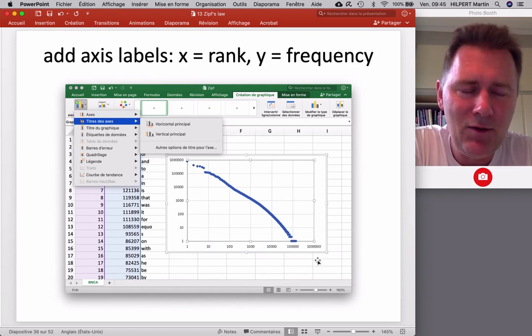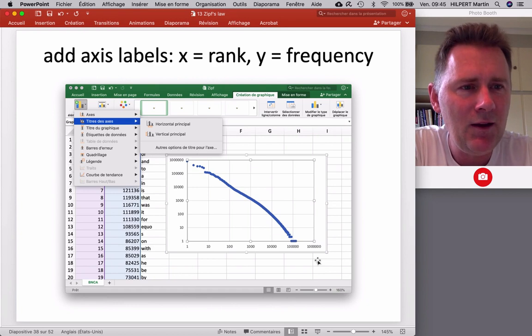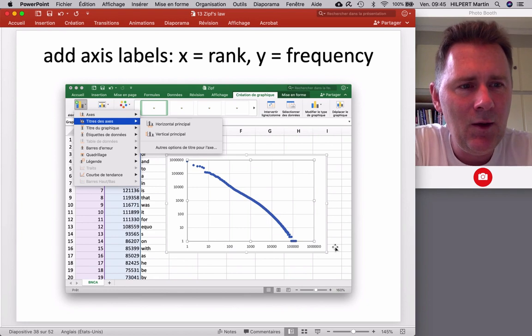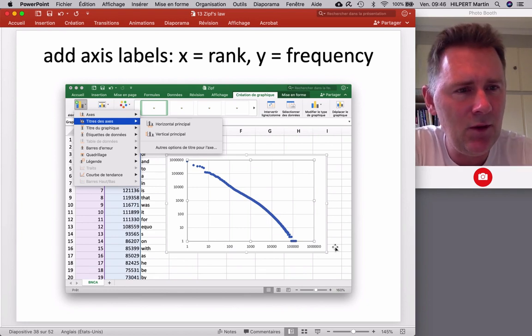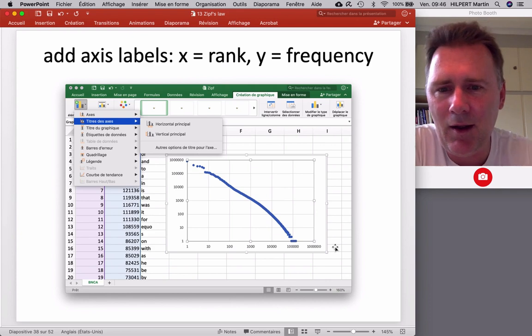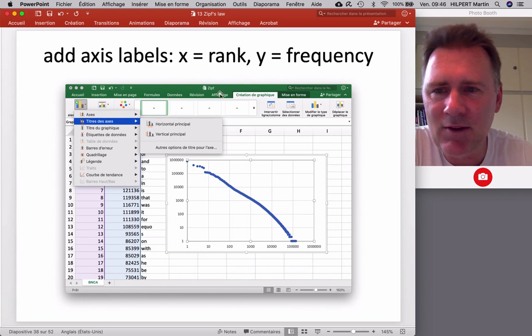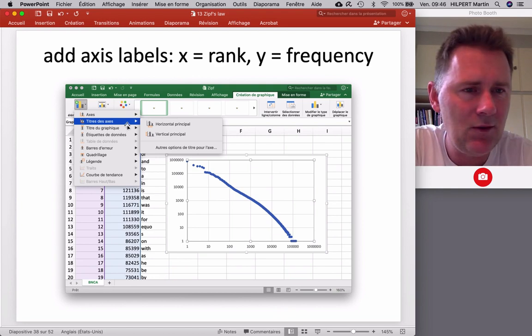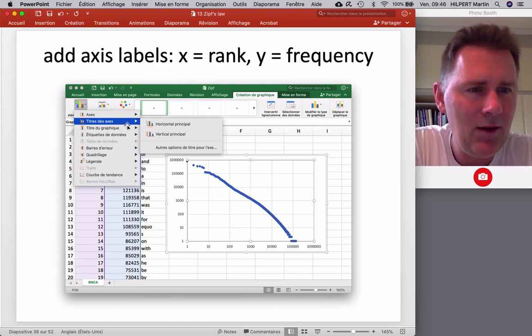Just for fun, or not for fun, but for professional reasons, I don't like graphs that don't have labels on their axes, and neither should you. Okay, so when we see a graph with numbers on the axes, we have a damn right to know what these numbers mean. And that has to be done with axis labels. So in my version of Excel, there is a tab that says "création de graphique". And then we have certain options here. And one of them is "titre des axes", axis titles. And your Excel has something similar.